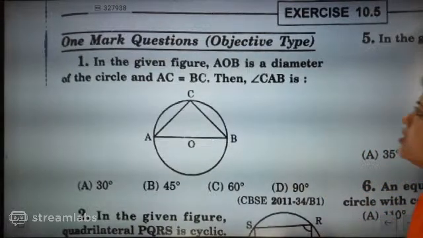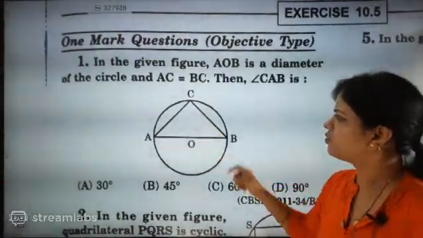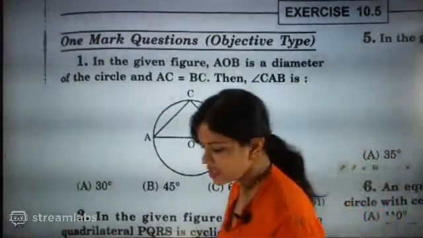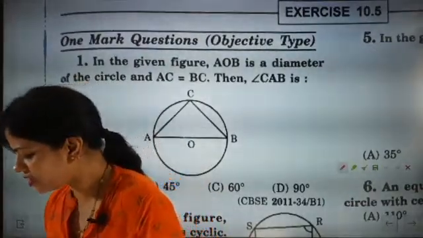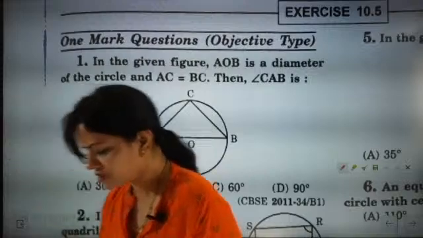In the given figure, AOB is the diameter of the circle, AC equal to BC. Then what will be angle CAB? Quickly say the answer. Shall we start circle now, because circle questions were left? Start answering the question.